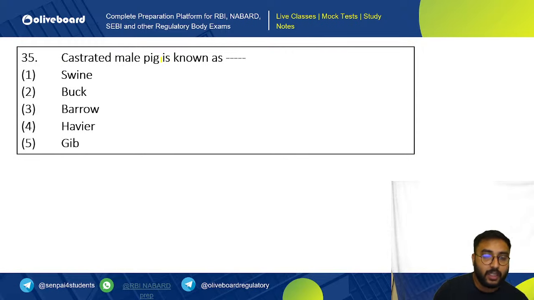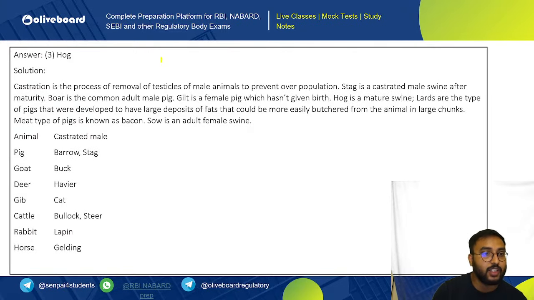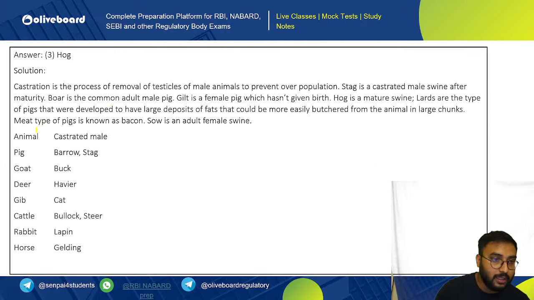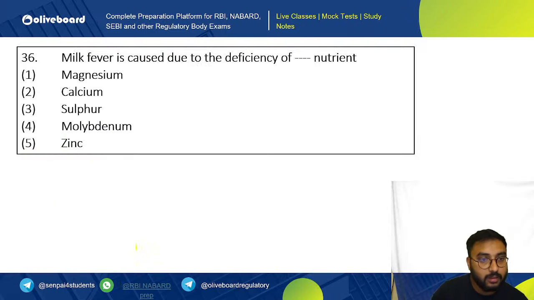Castrated male pig is called as swine, buck, barrow, havier, gib. The answer here is your barrow. Remember this very carefully. Barrow. So castrated male pig is called as barrow. Goat, buck; deer, havier; cat, gib; cattle, bullock; rabbit, lapin; horse, gelding. These all are castrated males.